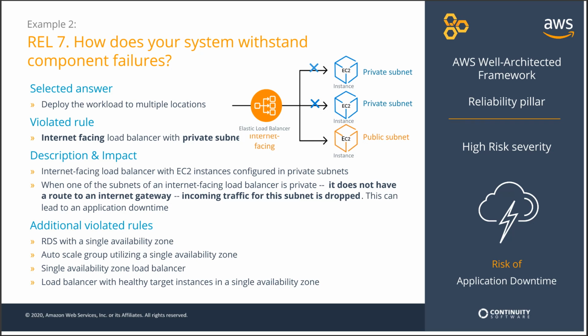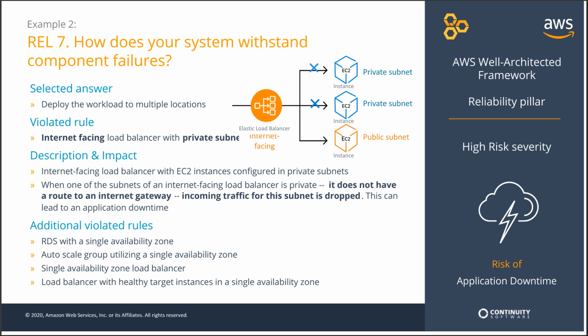And the other additional violated rules were in the RDS domain, for example, RDS with a single availability zone, an auto-scaling group utilizing a single availability zone, and a load balancer with healthy target instances only in a single availability zone.